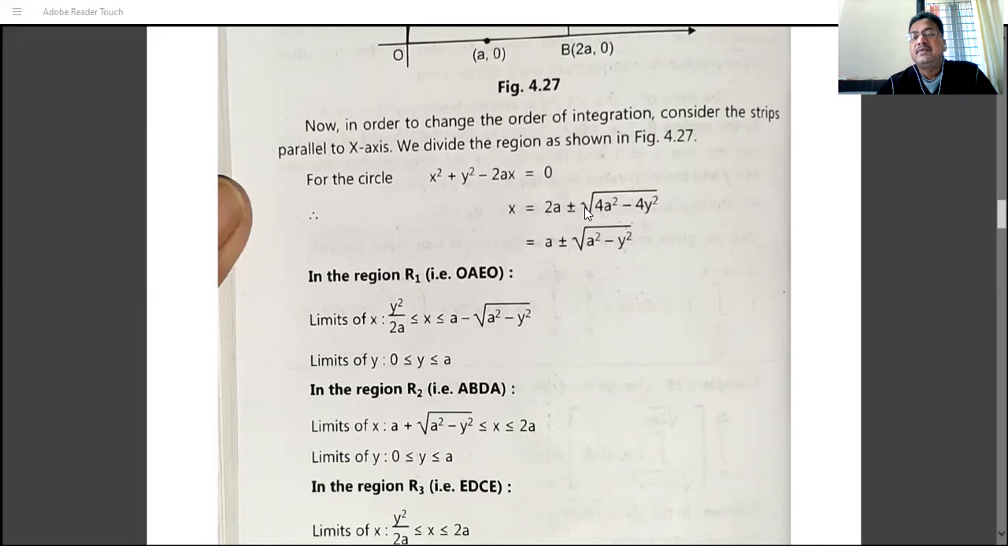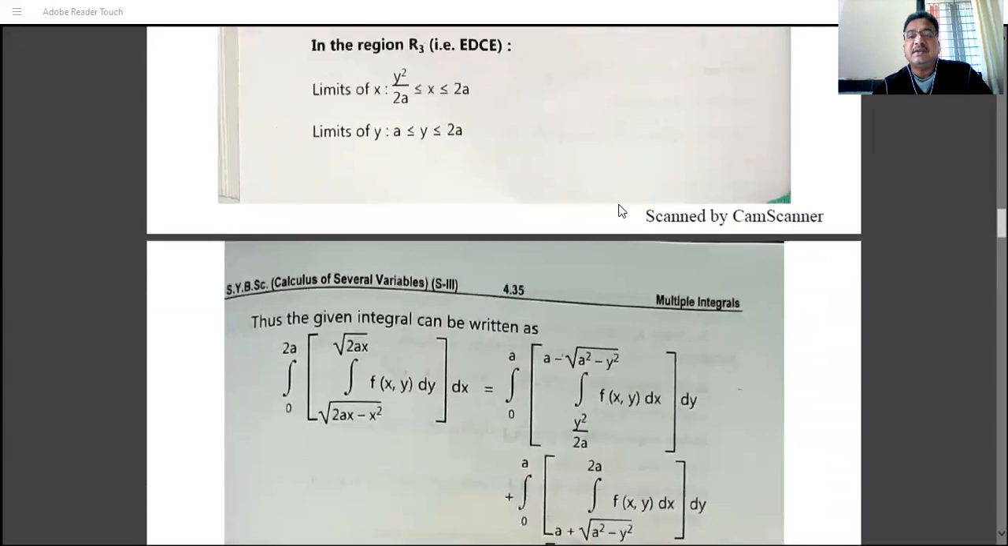Take the 4 as common, and the 2 and 2 get cancelled, so write divide by 2. This is a quadratic equation of the form ax square plus bx plus c, where c is y square. So minus b means minus minus 2a becomes plus 2a, plus or minus root b square, which is 4a square, minus 4 times a, where the coefficient of x square is 1, and c is y square, divided by 2. Then we have this answer: a plus or minus root a square minus y square.